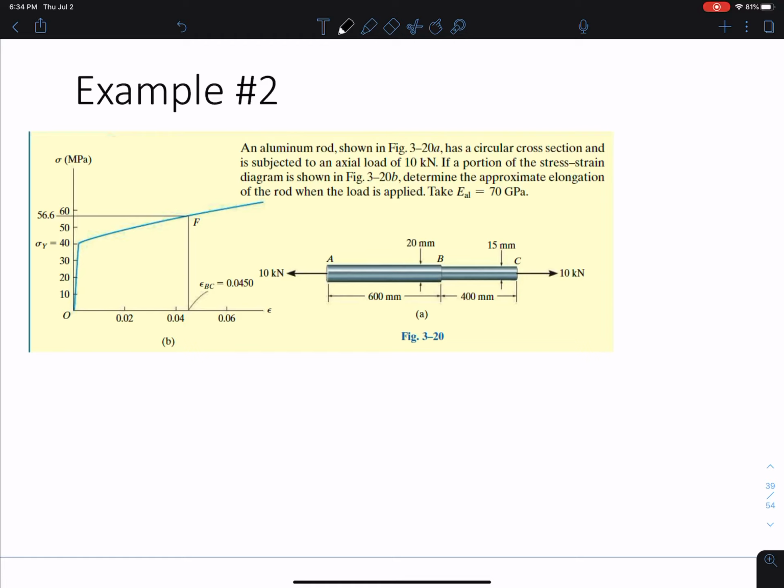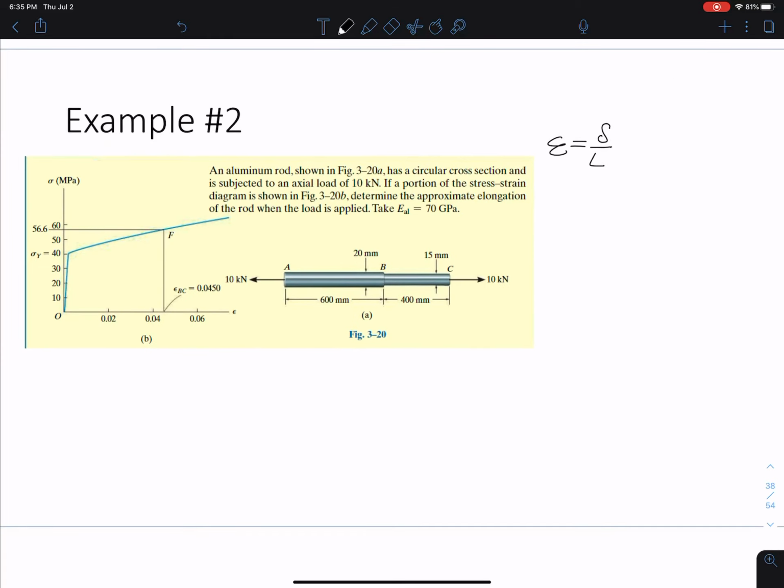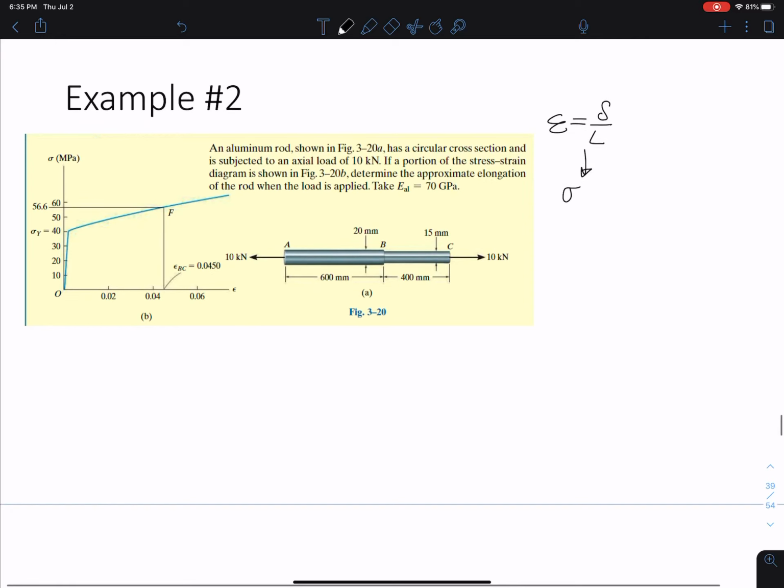So the first thing we know is if we want to get the elongation, we need to know the strain, right? Because strain is what's going to tell us basically our delta over L, the change over L, right? So to get the appropriate strain, we can back calculate and get stress first, okay?